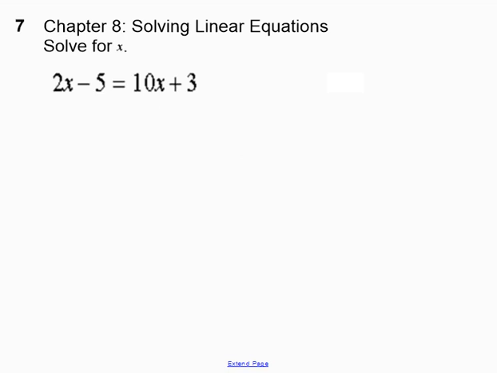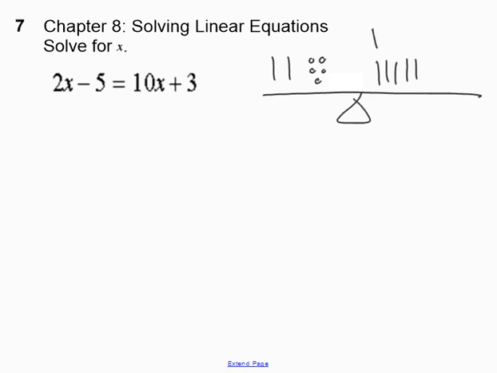Question 7, solving linear relations. This one's a little bit easier than your last one. So in order to do this, we have variables on both sides. And I said it might be easier if you're having difficulty to draw it. So what I'm going to do here is I'm going to go back to grade 7 and grade 8 when we use scales. And I'm going to put 2 x's and a -5. And I'm going to put 10 x's and a +3 on this side. So if I interpret this equation as a model, that's what it would be.